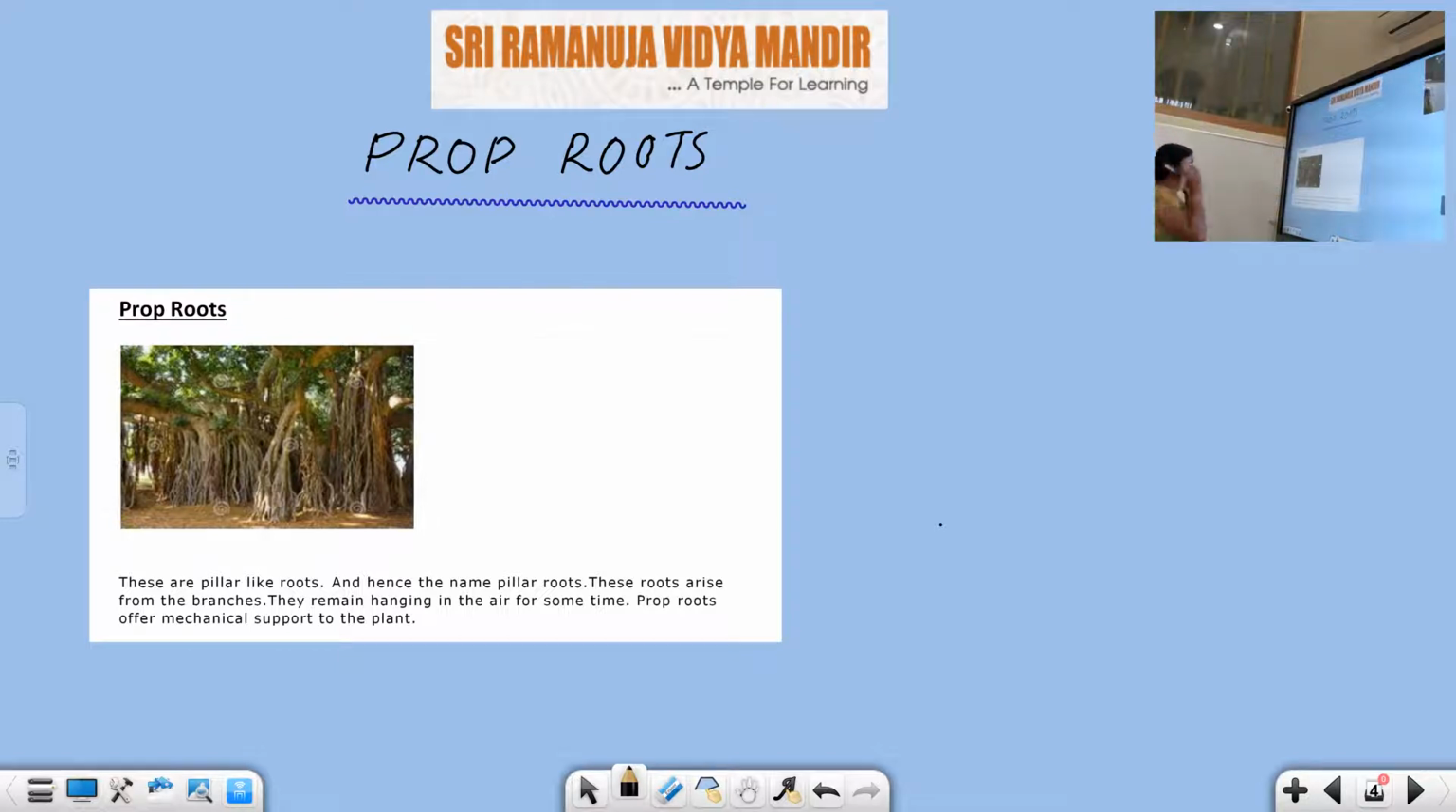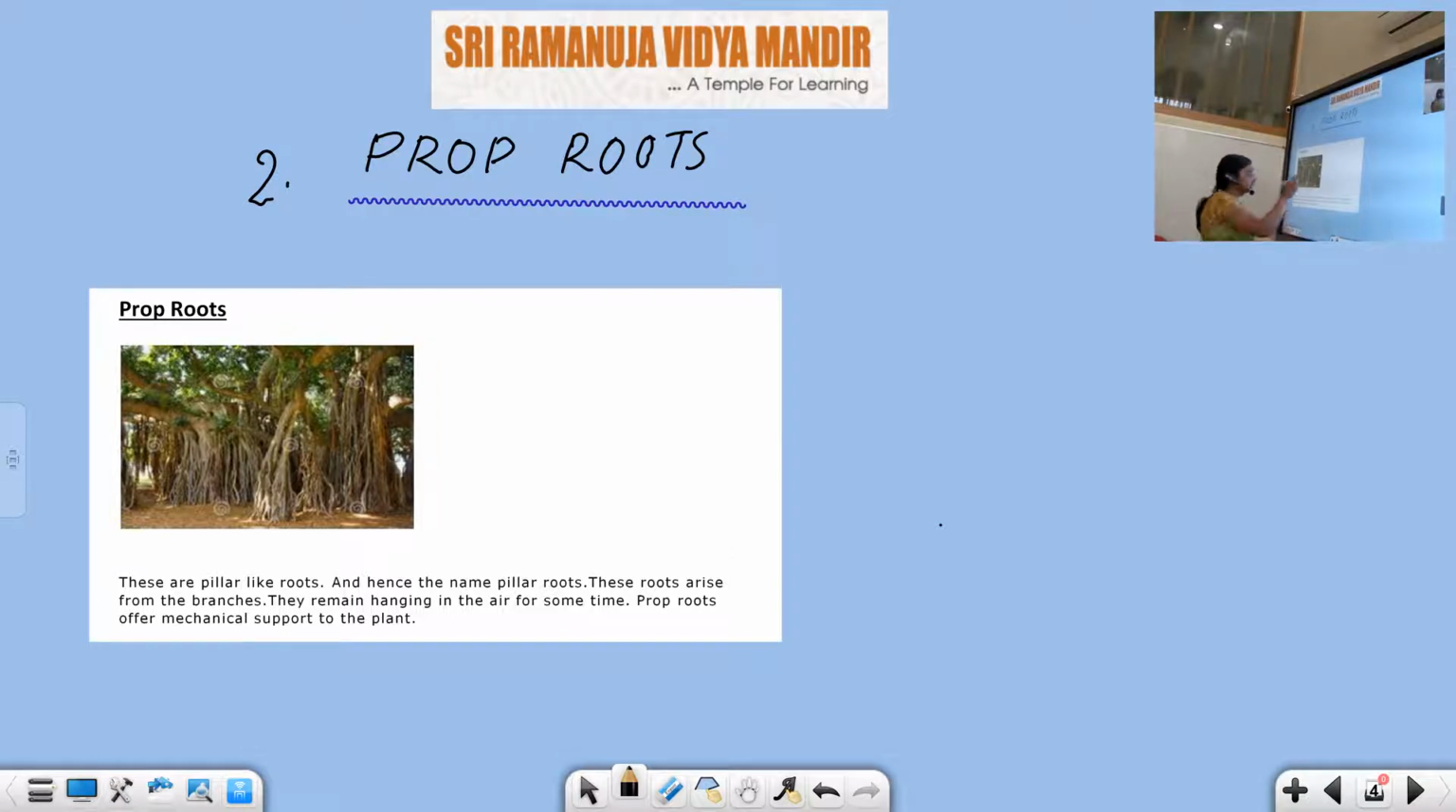Next, come to the second root. Our second root type is prop root. What is prop root? See, in some plants, the aerial branches of the stem give root-like structures which hang freely in the air. And when they fix into soil, they become pillar-like structures. What are these pillars meant for? These pillars give mechanical support to the plant, and they become very thick.